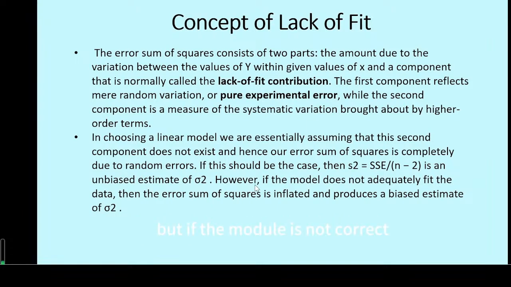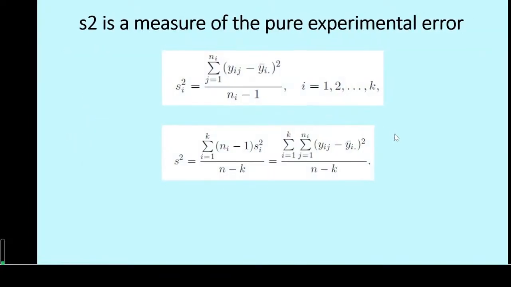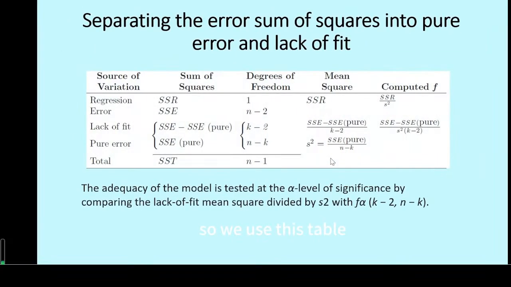But if the model is not correct, if we omit some second power terms or third power terms, then this is not correct. So we use this table to make the idea more clear.